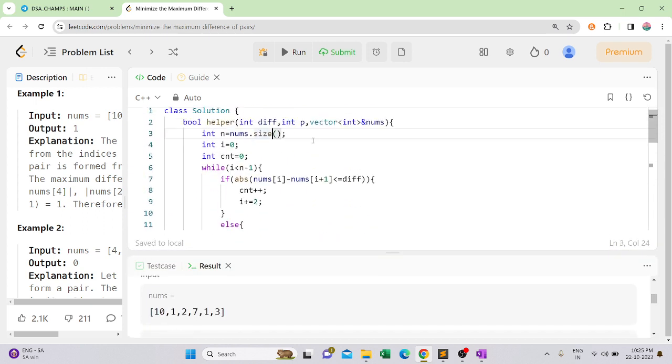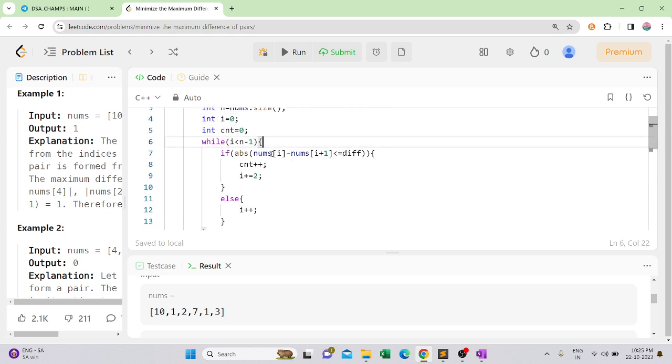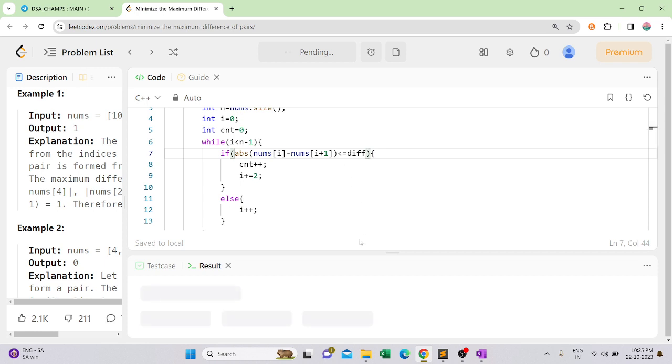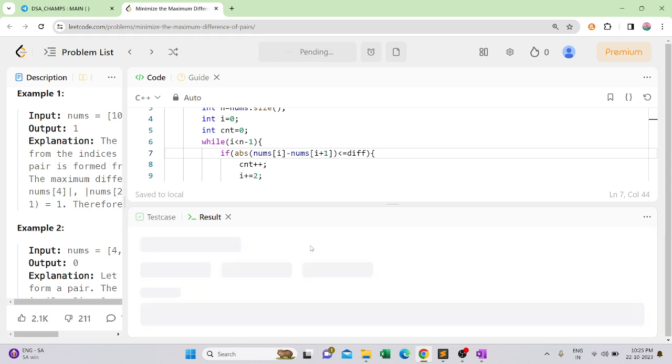Let's check once if we have made any error. i is 0, count is 0, i is less than n minus 1, we are doing our stuff. If the absolute value of the difference we got, okay, I missed one thing. I made a blunder over here. Let's try to run this now. I placed a bracket at the wrong place. Okay, so it's working. Let's try to submit it.